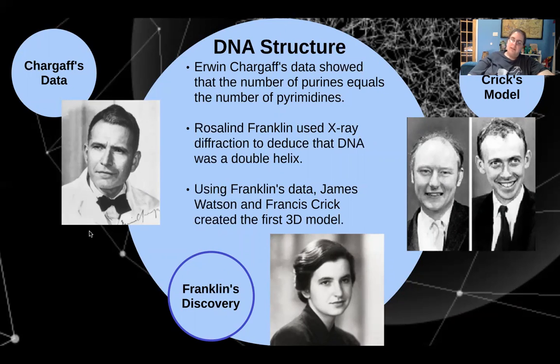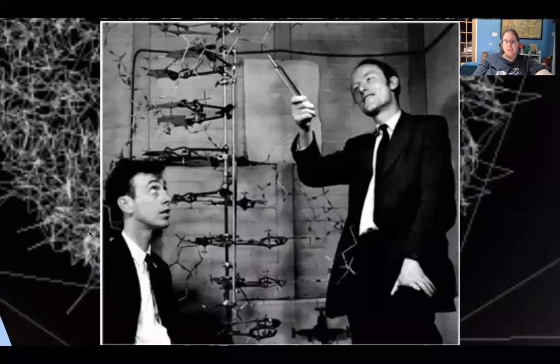Now, it's not to say Watson and Crick themselves didn't make an important contribution. They did not discover that DNA was a double helix as they claimed, but James Watson and Francis Crick were able to come up with the first 3D model of DNA. And they did this by using Franklin's data. So thanks to Maurice Wilkins, they got a hold of her Photo 51 and were able to create the actual first 3D model of it.